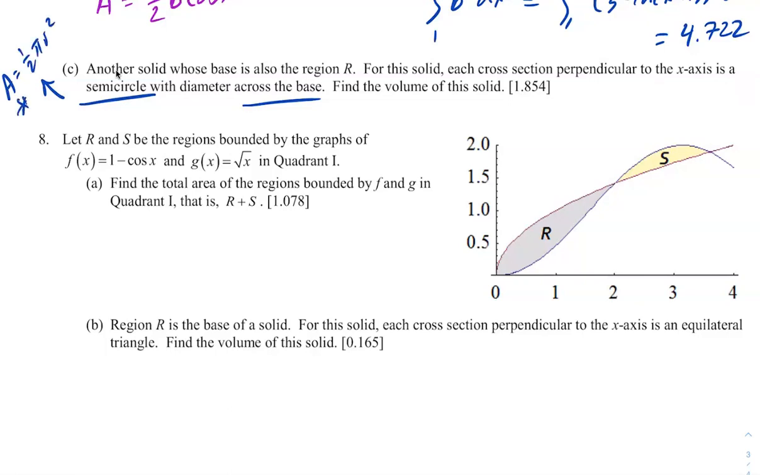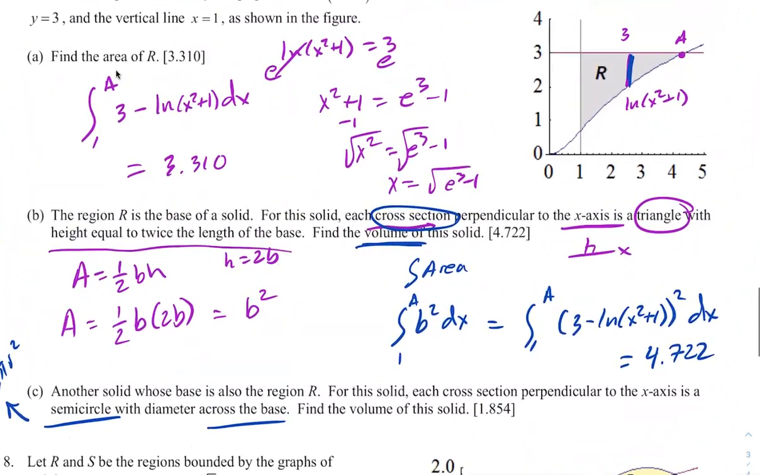But the tricky thing is, let's actually draw it. A semicircle looks like this. So the radius is only half of s. In this case, that's going to be 1/2 of top minus bottom. Right, so that's going to be the r we use. It's going to be half of the whole slice, so 1/2 of s, 1/2 of 3 minus natural log of x squared plus 1.